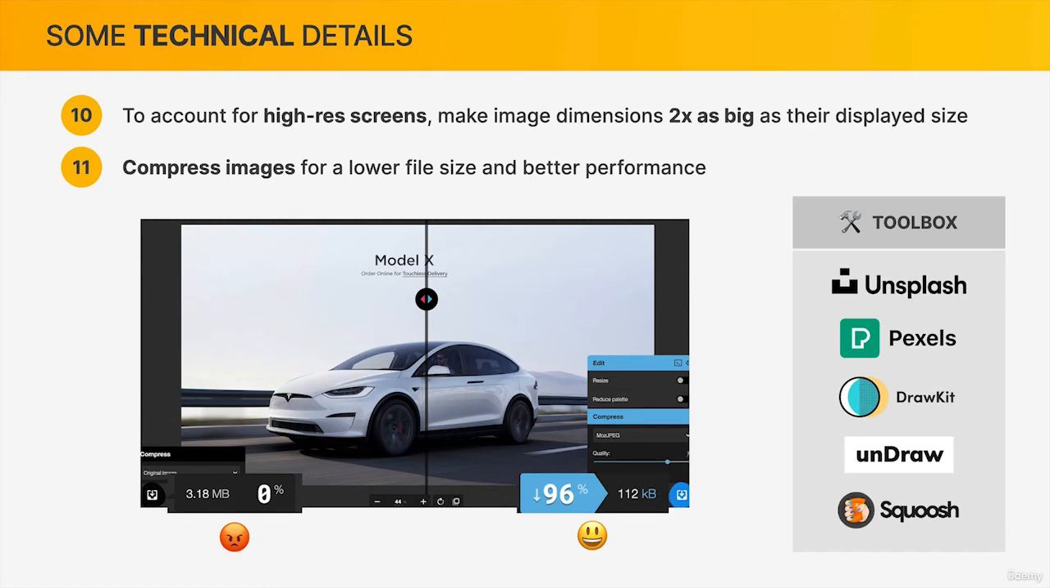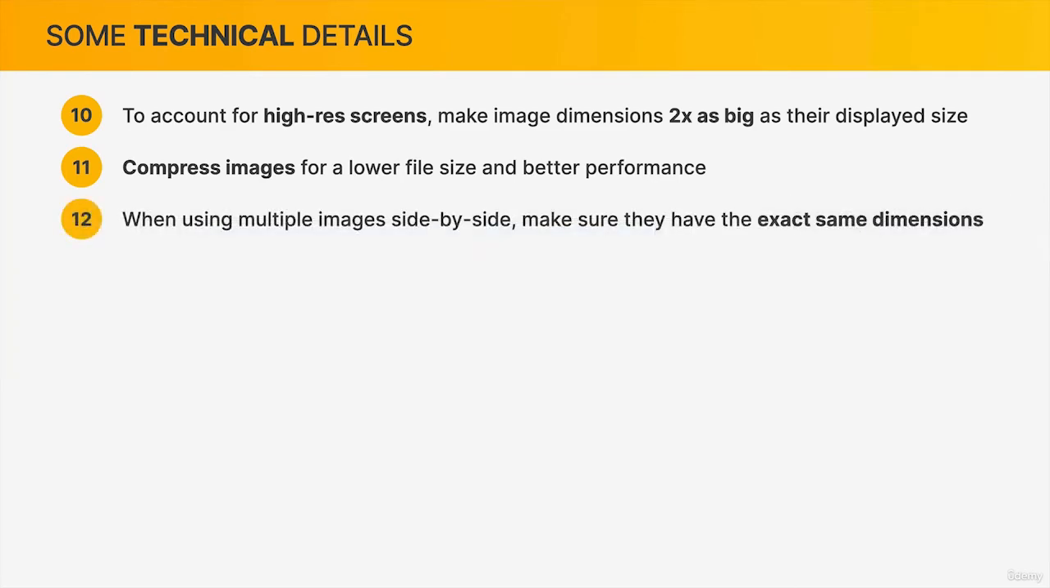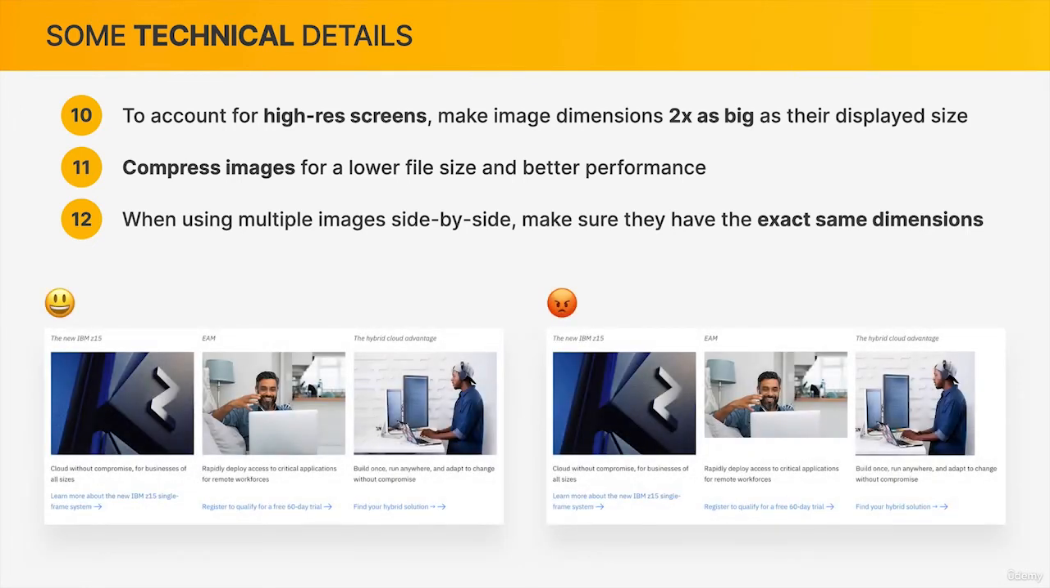All right. Now, another technical detail really is that when you use multiple images side by side, you need to make sure that they have the exact same dimensions, because otherwise your design will look something like this here on the right side. So this doesn't look good at all, where the images, well, don't have the same height or the same width. Instead, before you place your images on the site, make sure they have the exact same dimensions or at least the same aspect ratio.